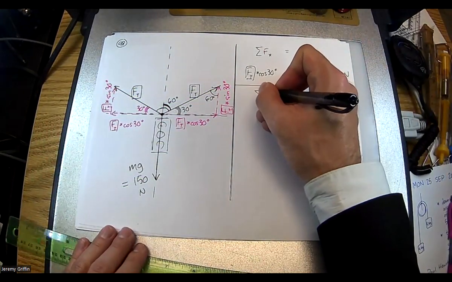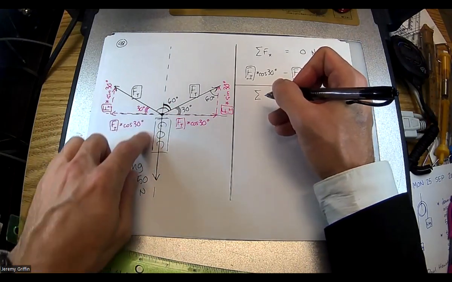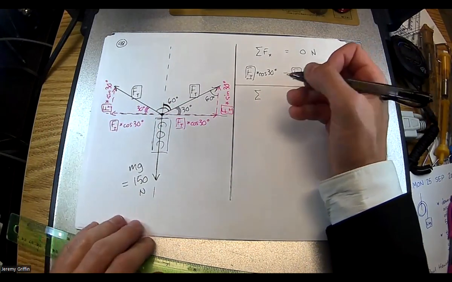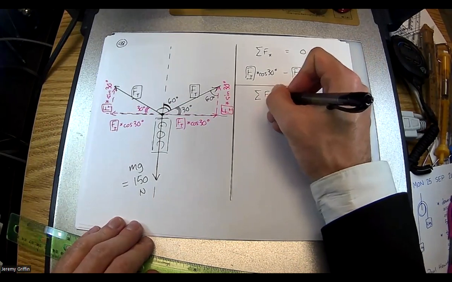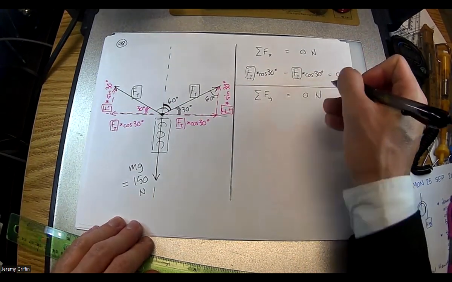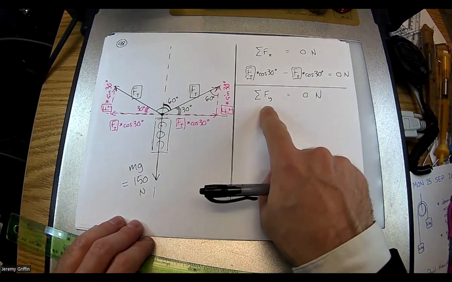So anyway, that aside, let's look at what's going on vertically, because the weight right here is going to lead to the answer. The sum of the forces vertically goes to 0 newtons too, right? That's the other condition, right? So what's that look like?